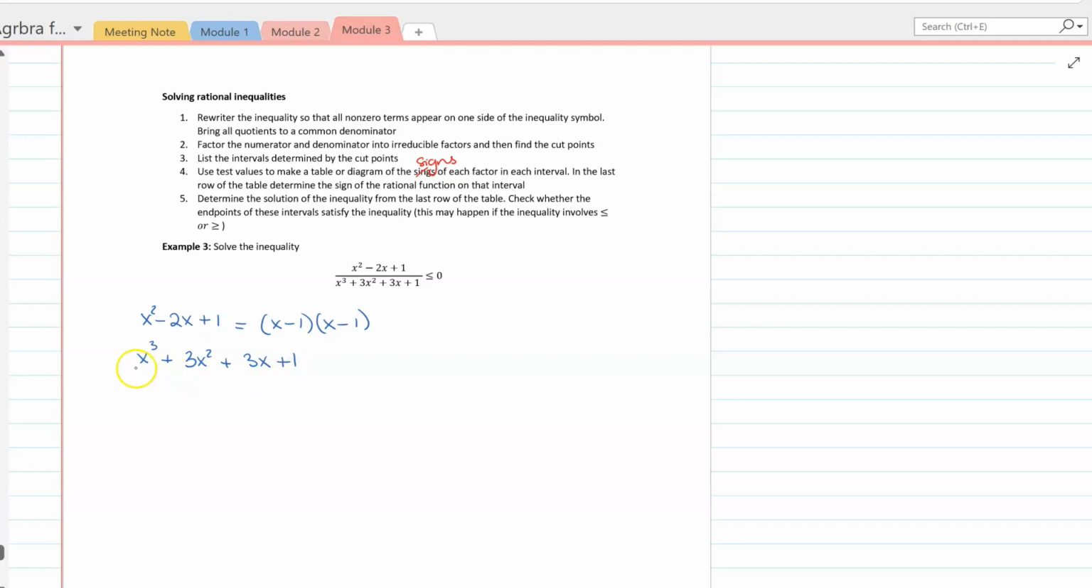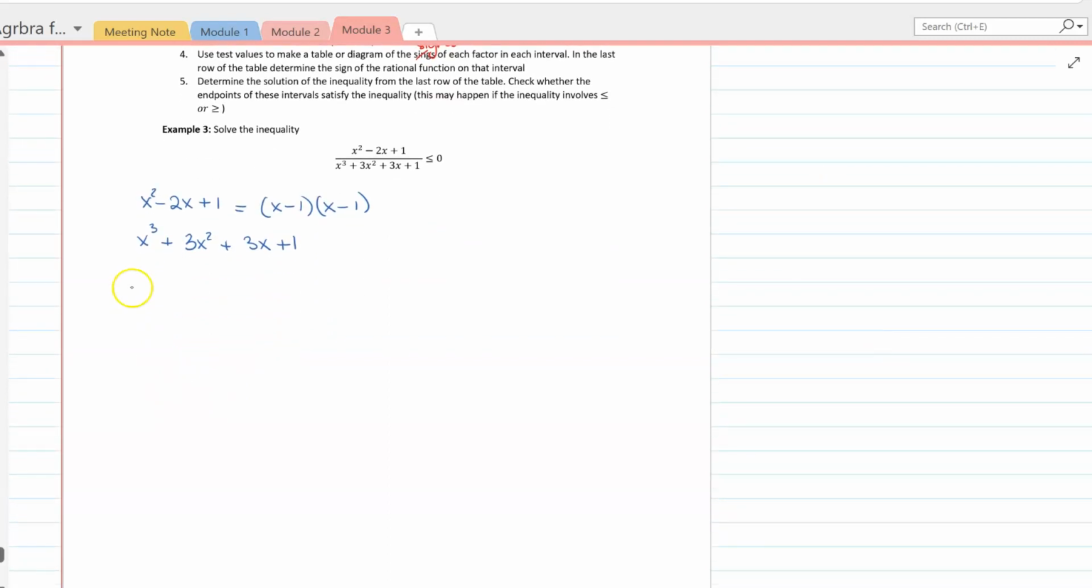I go ahead and try to factor this by grouping. I can factor out x squared in the first group to get x plus 3. Now you can see that this factoring doesn't work. So we will try to factor this by using synthetic division. I will see whether 1 is a solution to this. So I go ahead and divide this by 1.